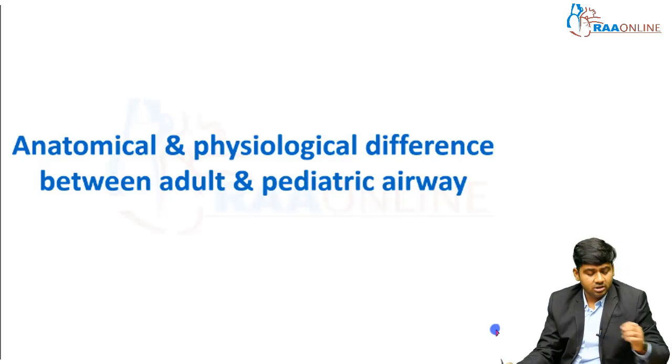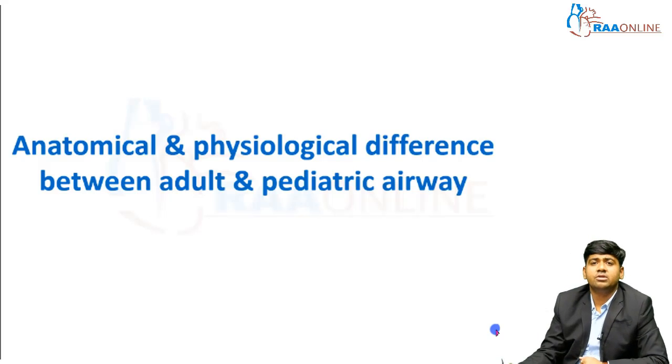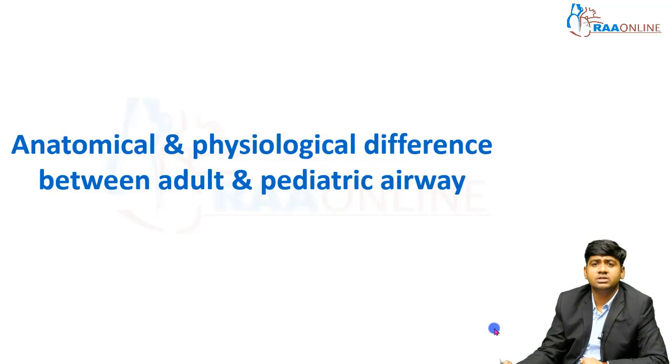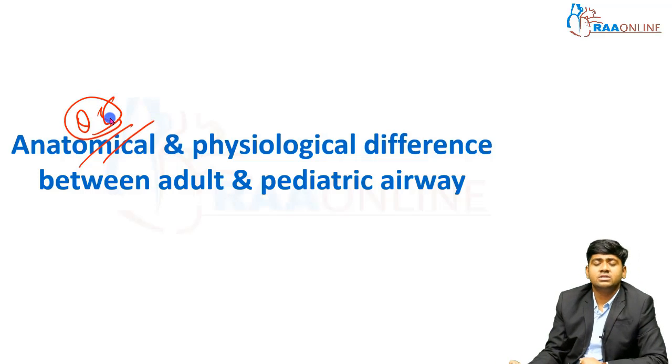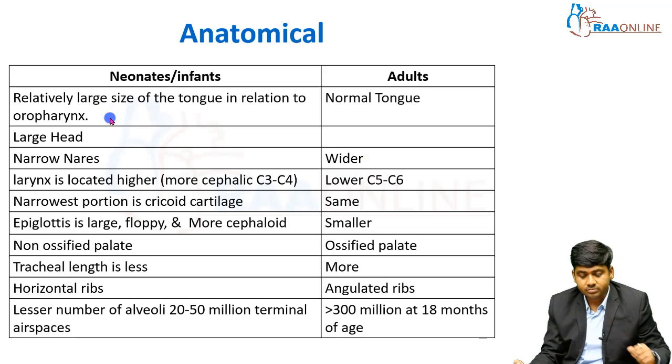So coming to pediatric anesthesia, the first and foremost question is: what is the anatomical and physiological difference between the adult and the pediatric airway? It is a question of 5 marks. What are the anatomical and physiological differences between the pediatric and adult airway?